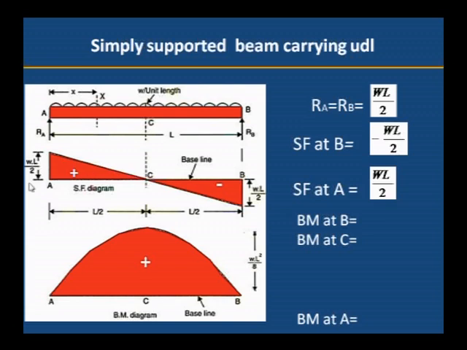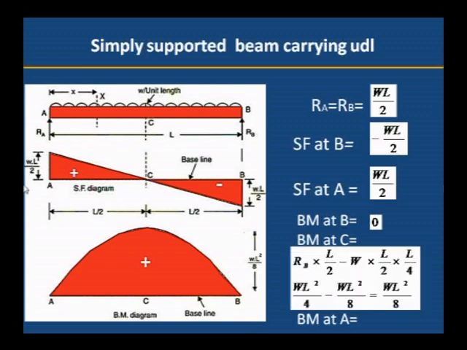Shear force at A is also WL by 2. When you add minus WL by 2 plus W into L, where W into L is the total load, if you add, then we will get WL by 2 at A. Similar to what we did in the previous simply supported beam with point load. Bending moment at B is also 0.